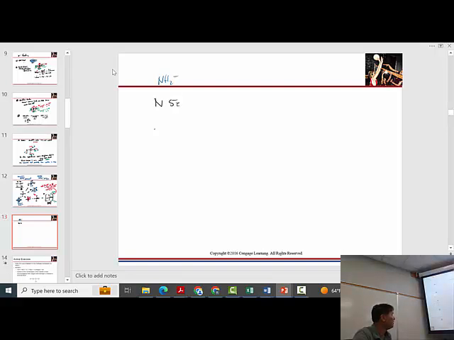So nitrogen has 5 electrons. Hydrogen has 1, but we have 2 of them, so that's 2 times 1 electron. And then we have a -1 charge. A -1 charge means 1 extra electron. And so this is going to give us 8 electrons again. And we're going to put the nitrogen in the center, like this.